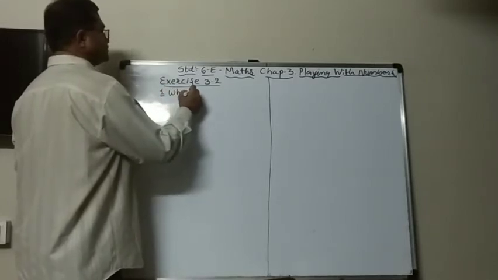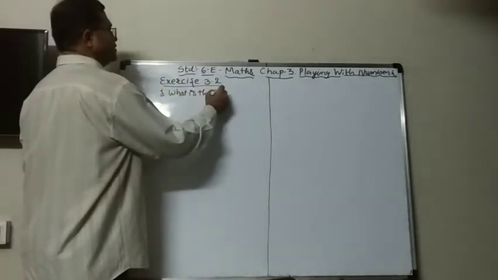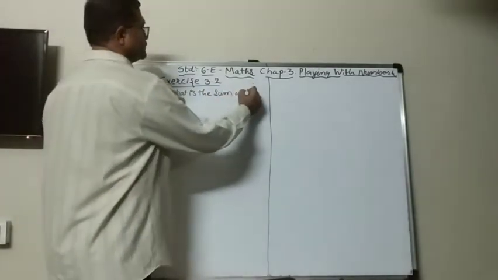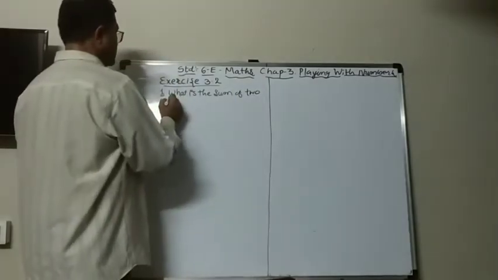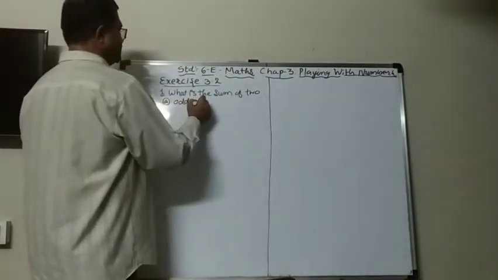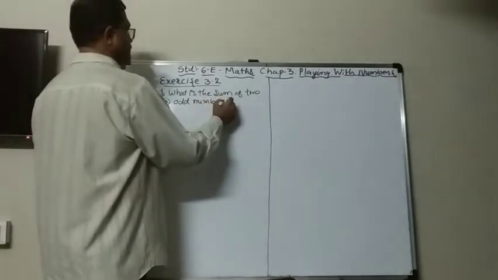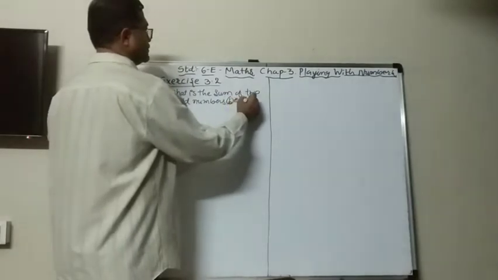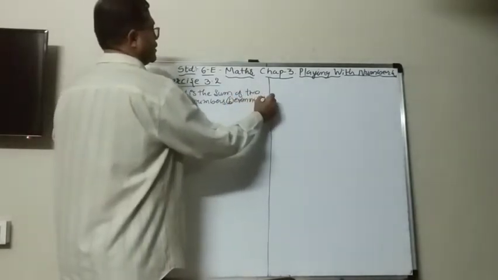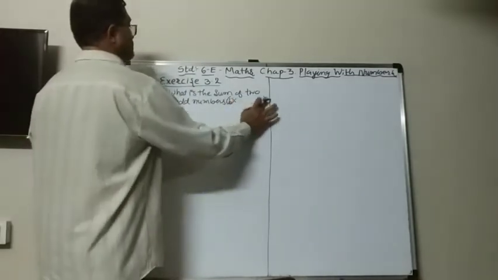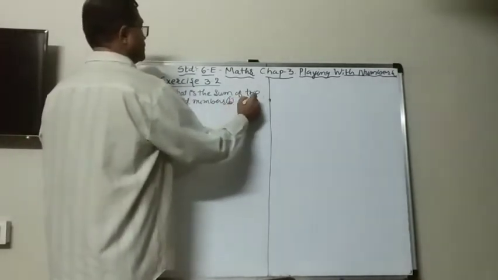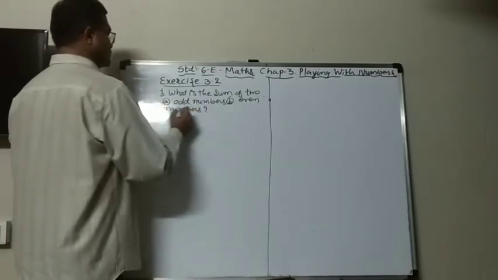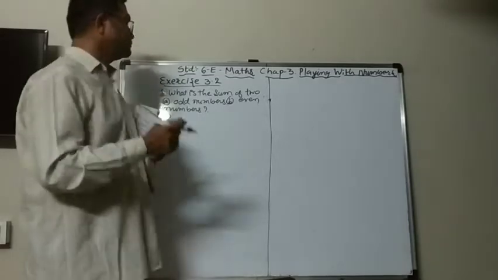what is the sum of A, two odd numbers and B, two even numbers? So we will write down both the answers.